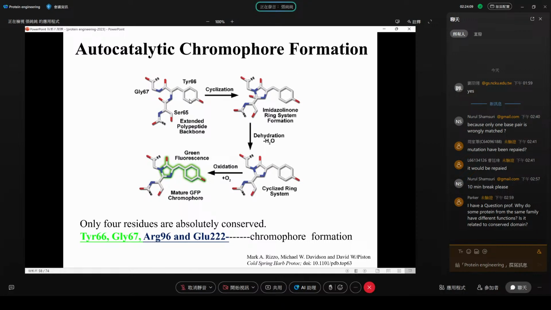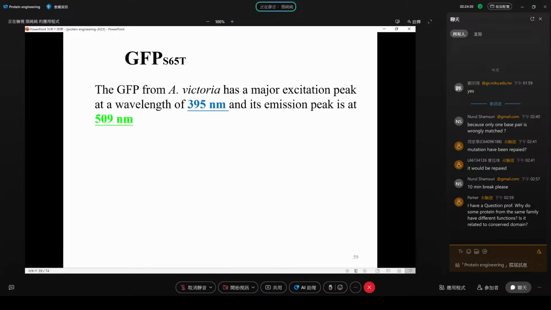So to make the cyclization, dehydration, and oxidation happen, you need to optimize pH, right? You cannot put your GFP protein in acidic conditions. Even if the buffer is not right, you will not see any bright green fluorescent protein in your experiment. That's a take-home message for this. Okay, and then they need UV at this wavelength for excitation, and then it will emit around 509 nanometer green spectrum to see your protein.